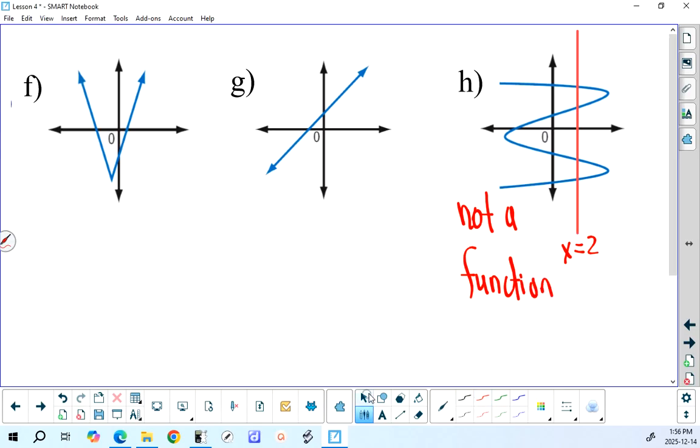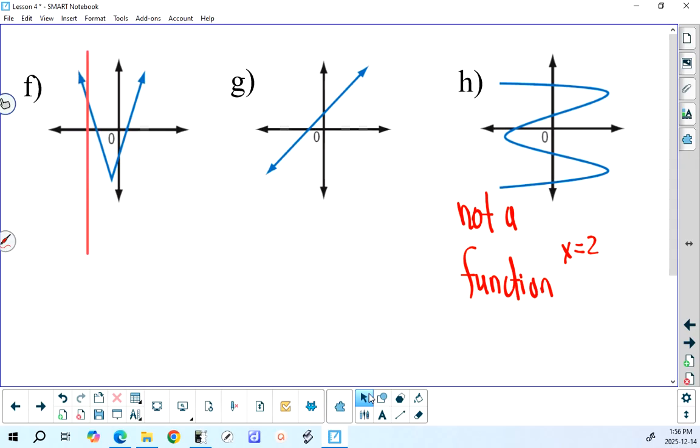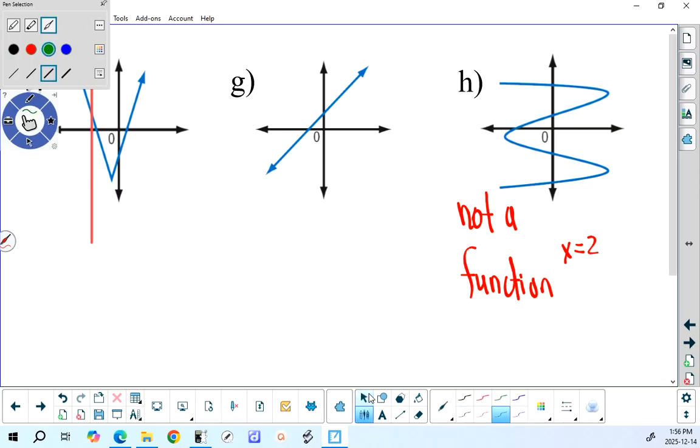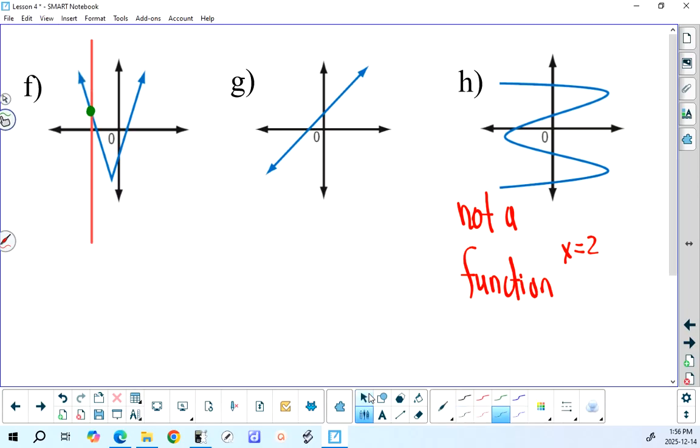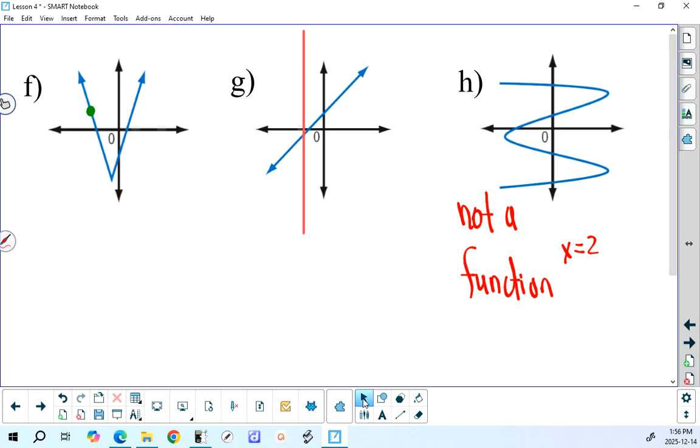If I take my vertical line and I put it over here on A, no matter where I am, here, here, here, at any particular location, I will always only cross the graph in one place. It is going to be a function. Same with this one. So both f and g are functions.